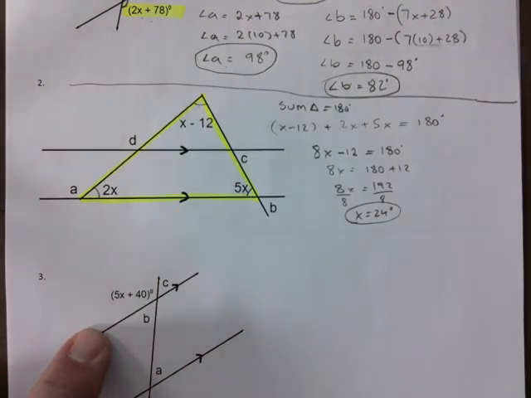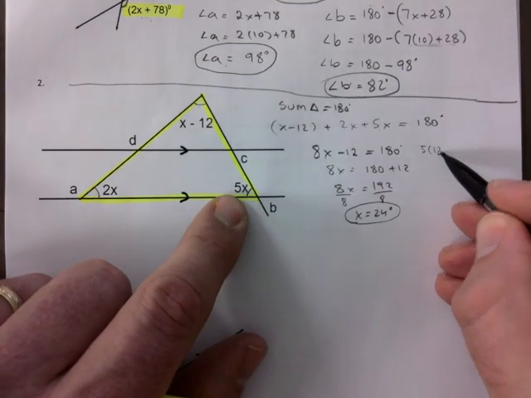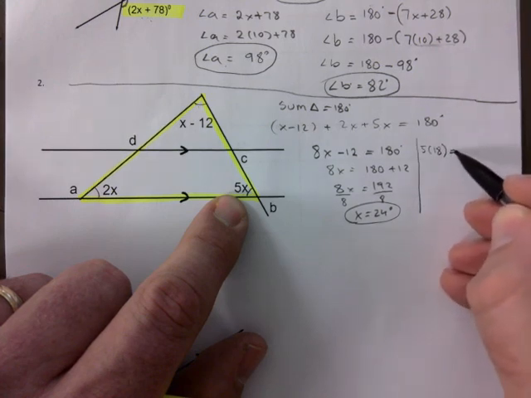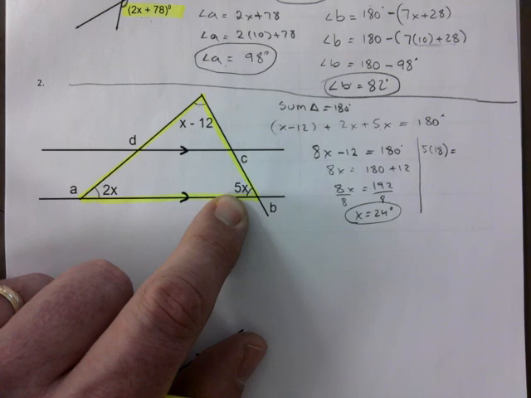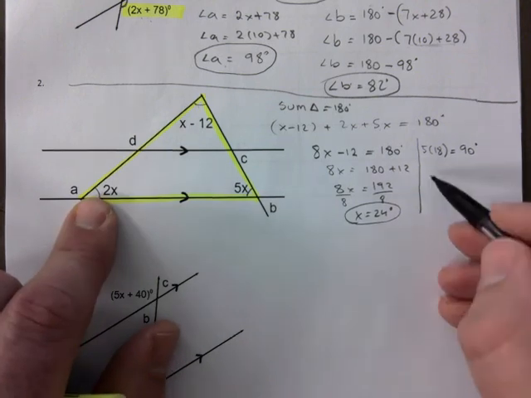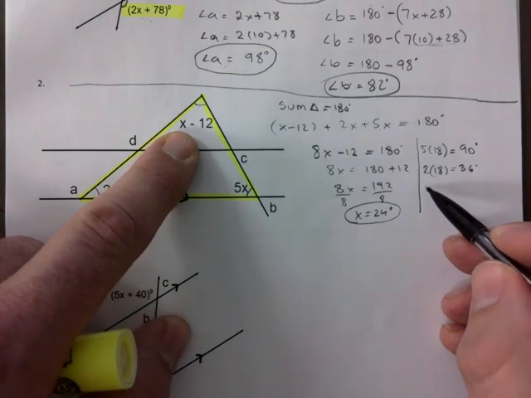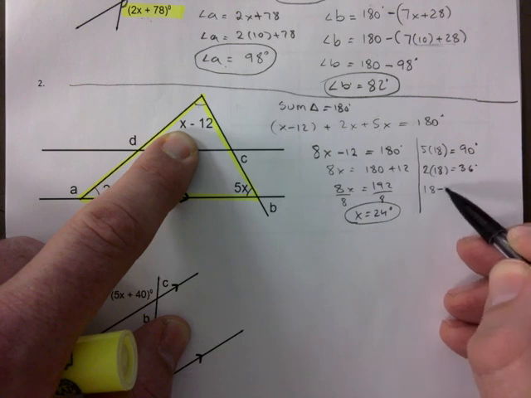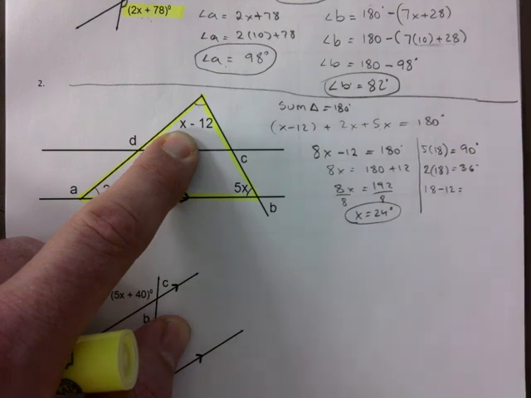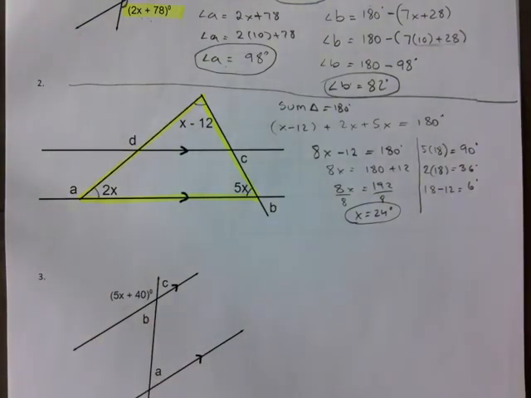And in this case, I will just actually plug in, right? 5 times x, so 5 times 18. I will just cut this here. 5x would be 90. It's obviously not drawn to scale. 2x would be 36. And 18 minus 12 is 6. That doesn't make sense. Did I make a mistake?